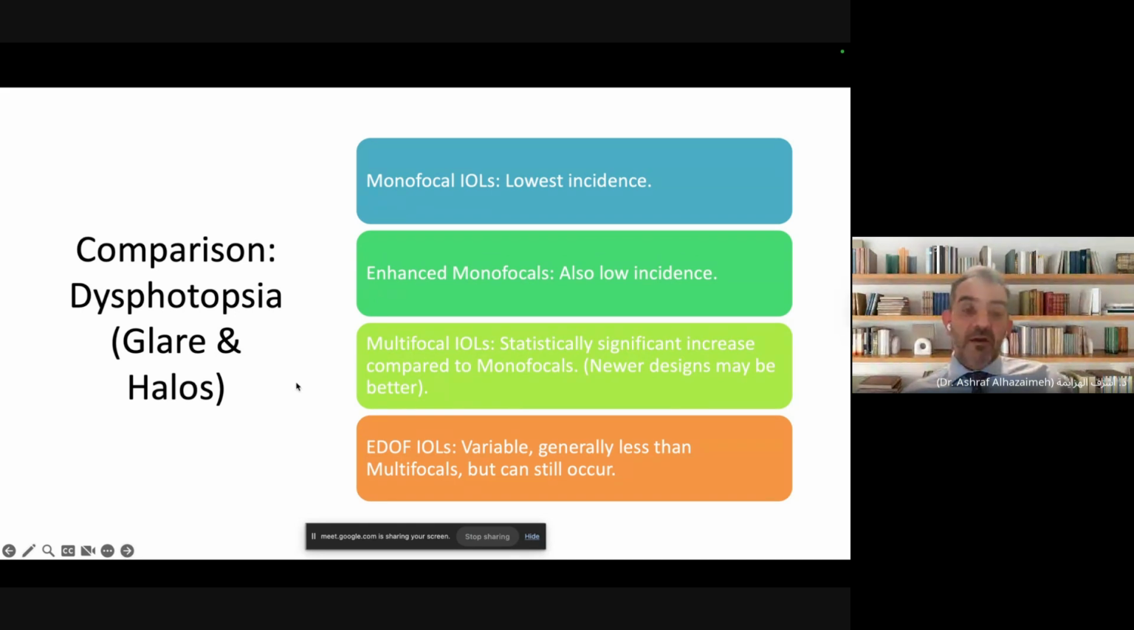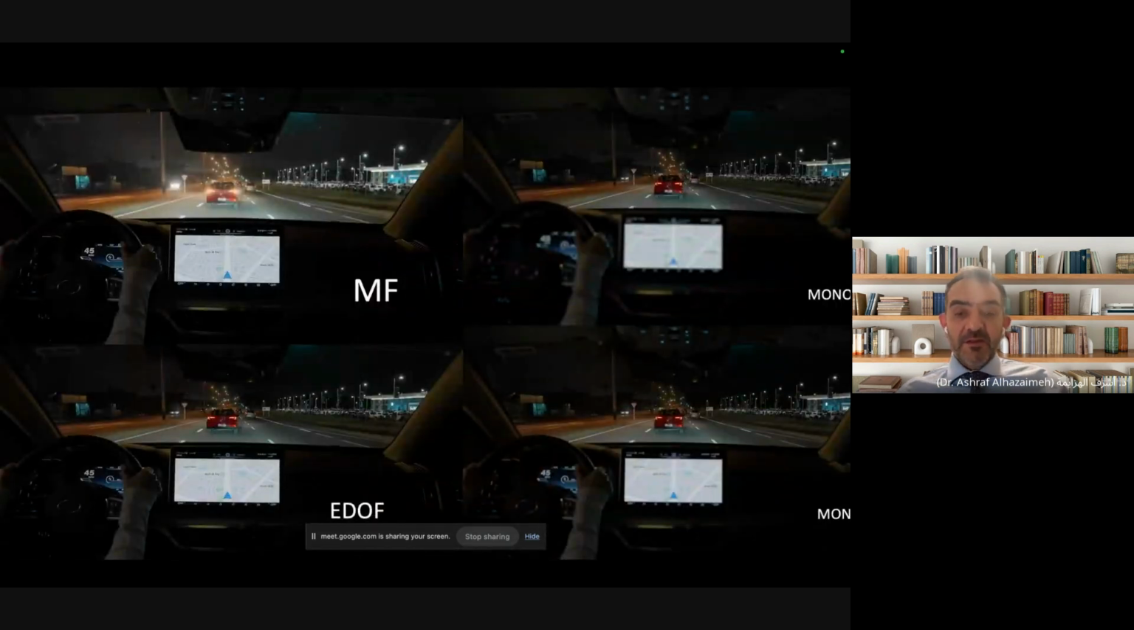And if we compare the side effects of the lens in prospect of dysphotopsia, the glare, and the halos, the monofocal is the best one, followed by the enhanced, and at the end of the list are the multifocal IOLs. This is a screenshot from one of the simulators on the internet for the multifocal IOL.